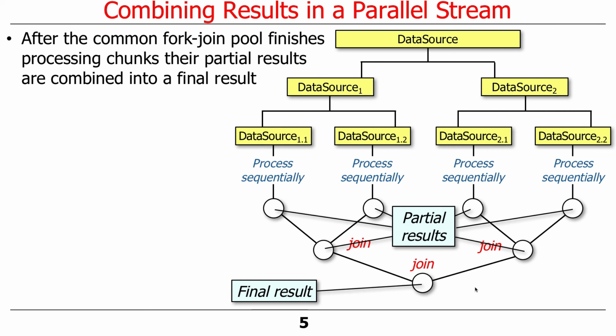So after the common fork join pool finishes processing the chunks, and actually it's not after it's finished processing them all, it's as they finish, the partial results can be combined into a final result. So this shows you an overview of how this looks visually, where you've got these different threads running in parallel. As they finish up, those things will then join the partial results. So obviously you don't have to wait for everything to finish before you start joining partial results. There can be joining taking place as things finish. And these are all the partial results. And of course, the piece at the very bottom is the final result.